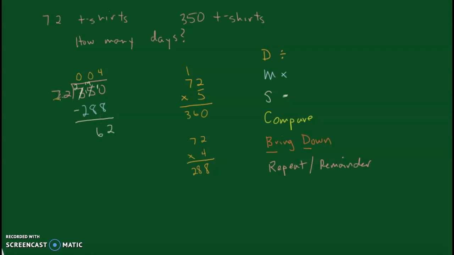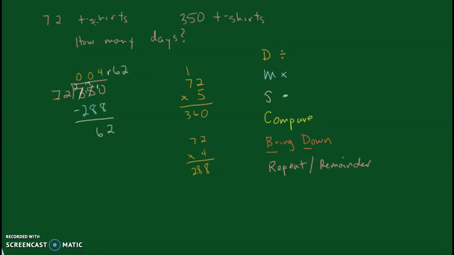62 is less than 72. So that's my comparing. Now I'm going to bring down. There's nothing more to bring down. Because there's nothing more to bring down, I don't repeat the process again. That just becomes my remainder. So I have 4 remainder 62.